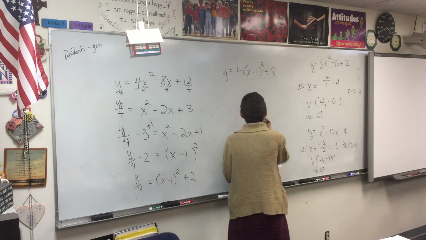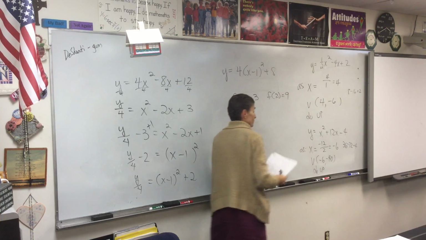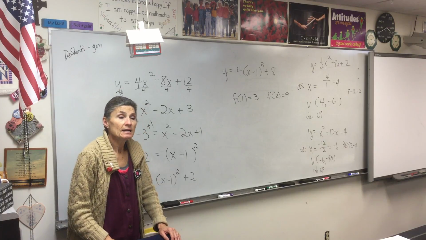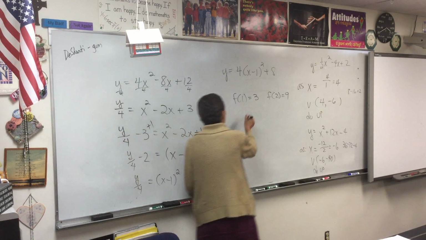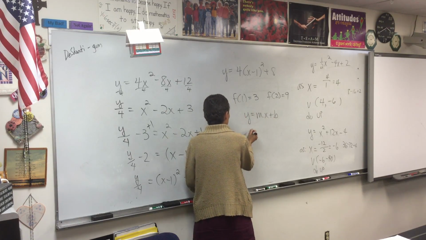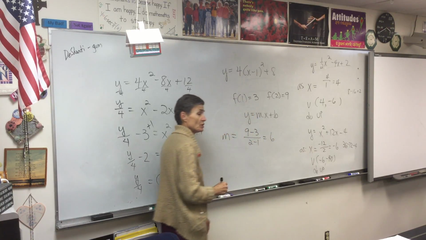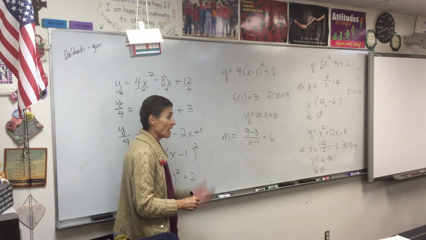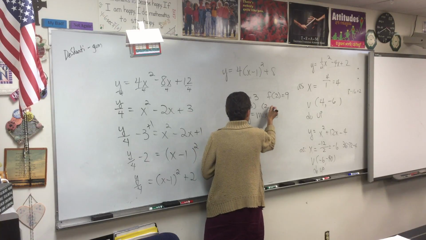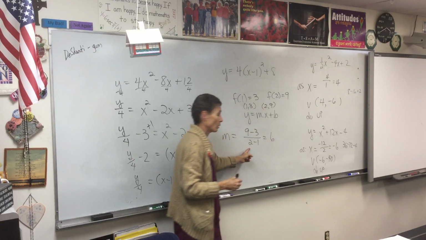Find the equation of the linear function where f of 1 is 3 and f of 2 is 9. What do I do first? Find the slope. Linear function: y equals mx plus b. So my slope will be 9 minus 3 over 2 minus 1, which is 6. Now, I recognized that this is 1 comma 3 and 2 comma 9.